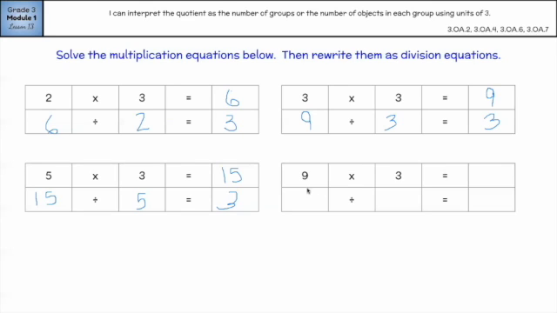Take a look down below. We have 9 groups of 3, or 9 times 3, and that would be 27. I would skip count by 3 9 times. And then when you want to write a division equation, you would write 27. You're going to start with the total number divided by 9, and that will equal 3. And I know I have it correctly because I know that 9 times 3 equals 27.